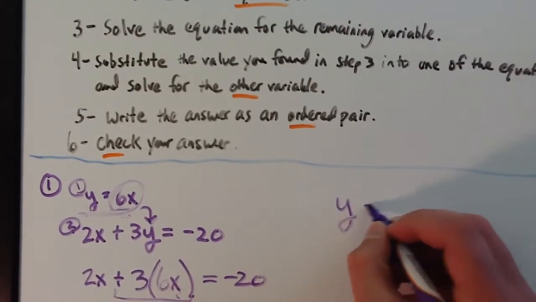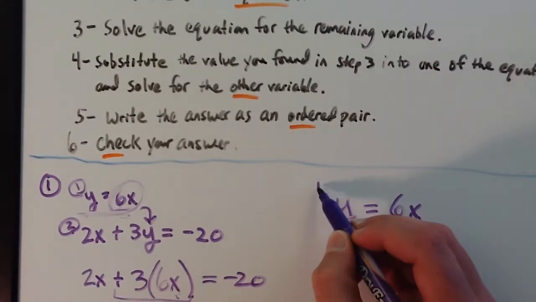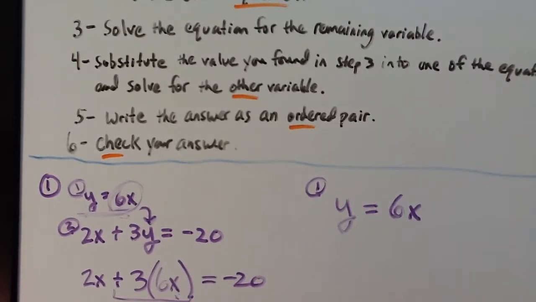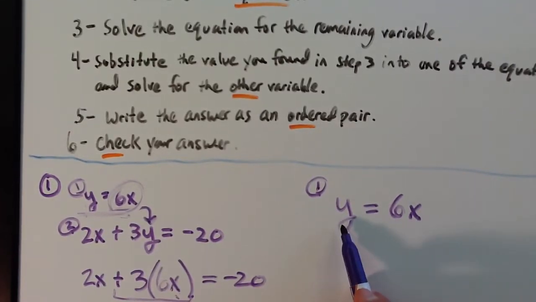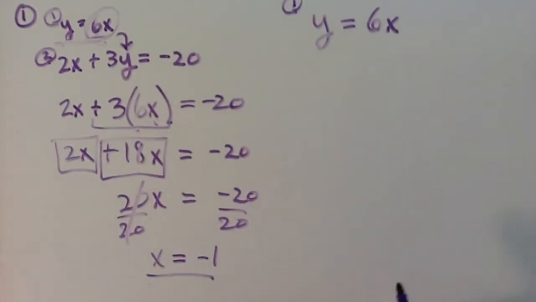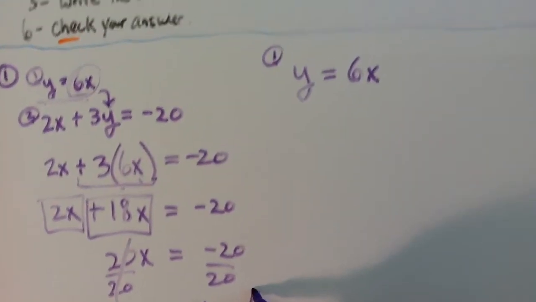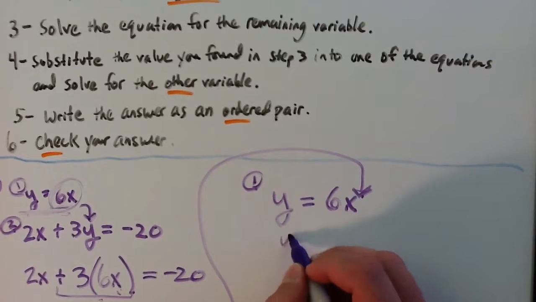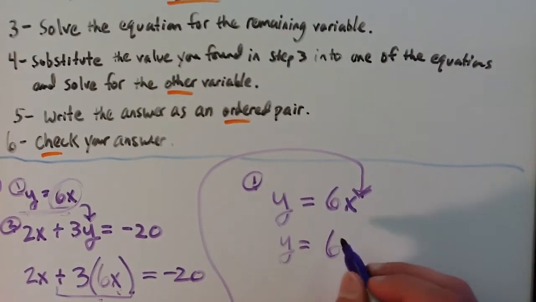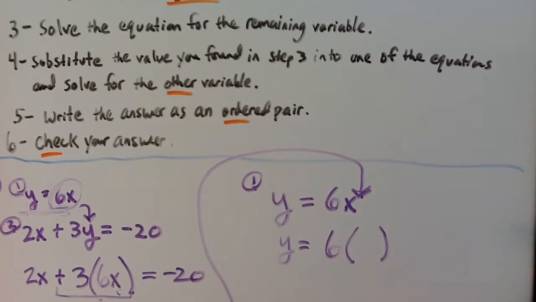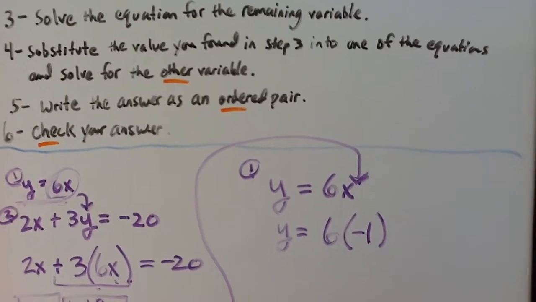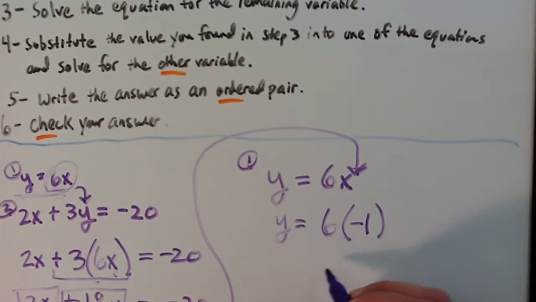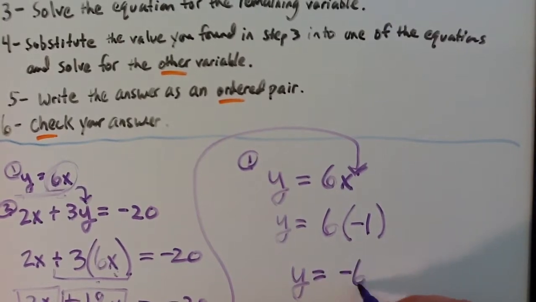Let's just copy that over here. Y equals 6x. This was the first equation in the system. Well, to solve for y, wouldn't it be nice if we knew what x was? If we knew the value of x, then we could get y. Well, we just solved for x. So what we need to do is take this value of x and plug it in right there. So we have y equals 6 times x, and what is x? We just solved for it. X is negative 1. So I have 6 times negative 1. And what is 6 times negative 1? That is negative 6.